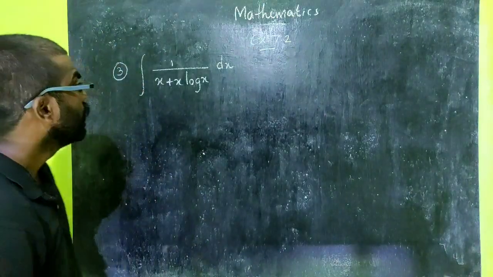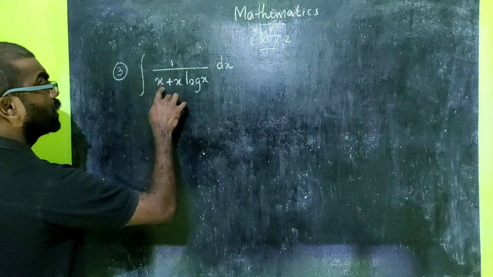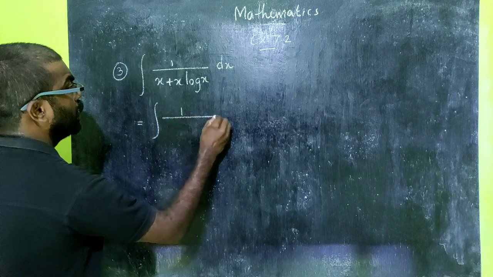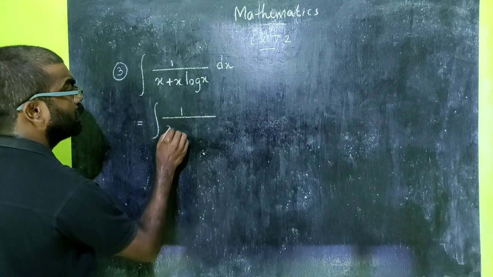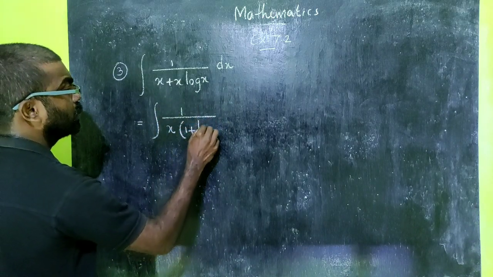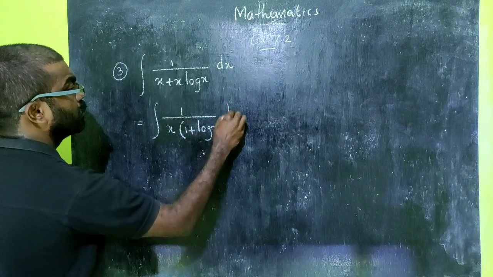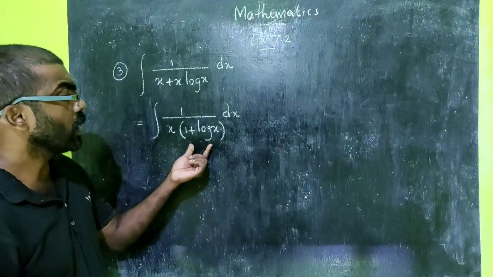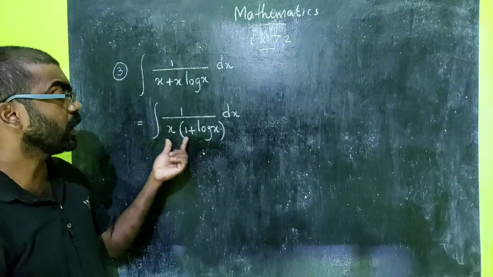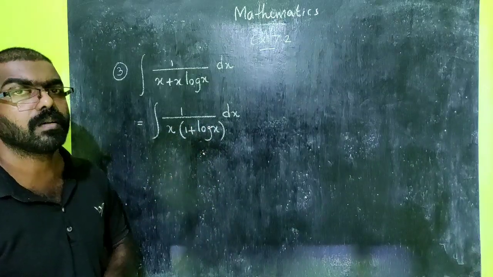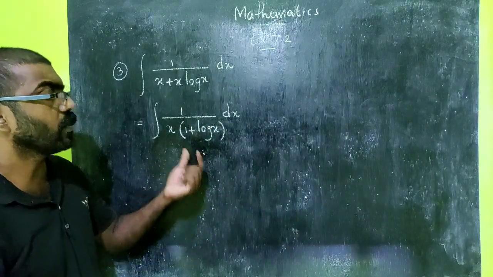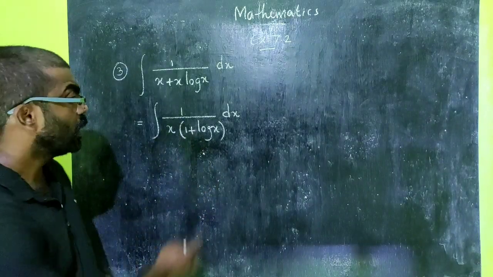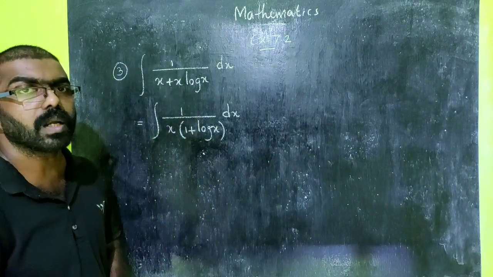Third question is integral 1 by x plus x log x dx. First of all, we can take x common from the denominator. So x into 1 plus log x dx. Now we can make a substitution. We can take 1 plus log x as the variable t. And the derivative of 1 plus log x is what? The derivative of 1 is 0 and the derivative of log x is 1 by x. It is here 1 by x dx.